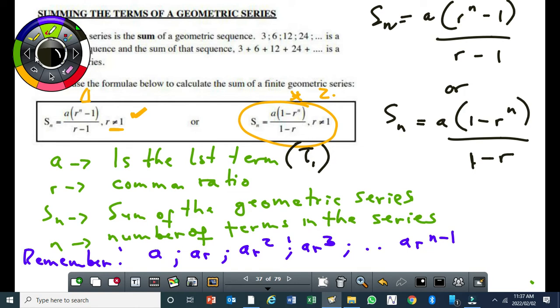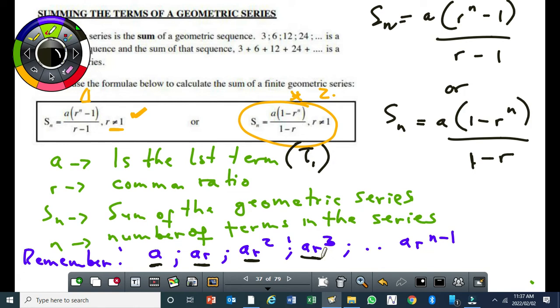Now, you need to remember that for a geometric sequence, the first term is A. The second term is AR. I have discussed this before. The third term is AR squared. The fourth term is AR cubed. The last term is AR to the power of n minus 1. Pay attention. You need to know this for a geometric sequence and a geometric series.